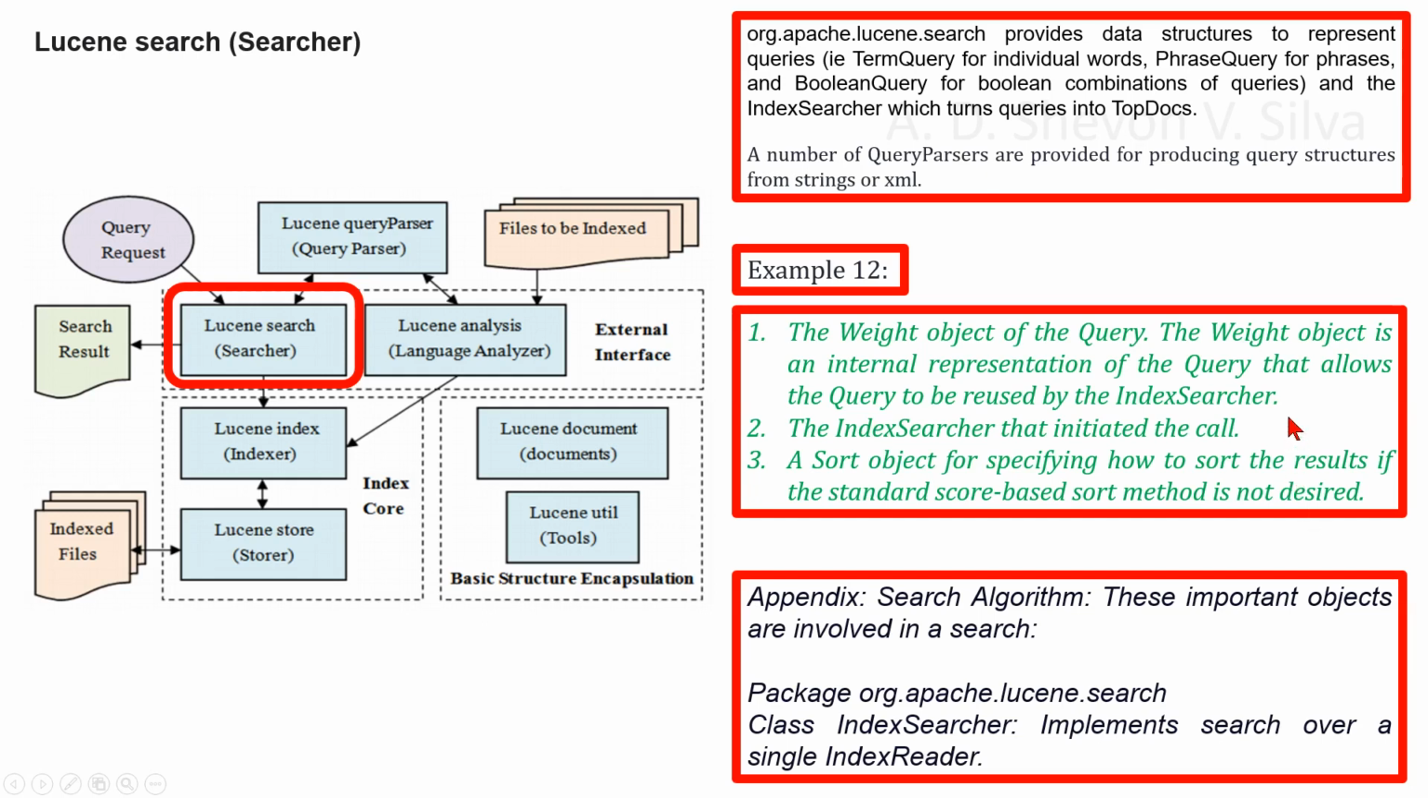The important objects involved in a search: one, the weight object of the query. The weight object is the internal representation of the query that allows the query to be reused by the index searcher that initiated the call. Three, the sort object for specifying how to sort the results if the standard score-based sort method is not desired. Assuming we are not sorting, since sorting doesn't affect the raw Lucene score, we call one of the search methods of the index searcher, passing in the weight object created by IndexSearcher.createWeight(query, score mode, float) and the number of results we want. This method returns a TopDocs object, which is an internal collection of the search results.